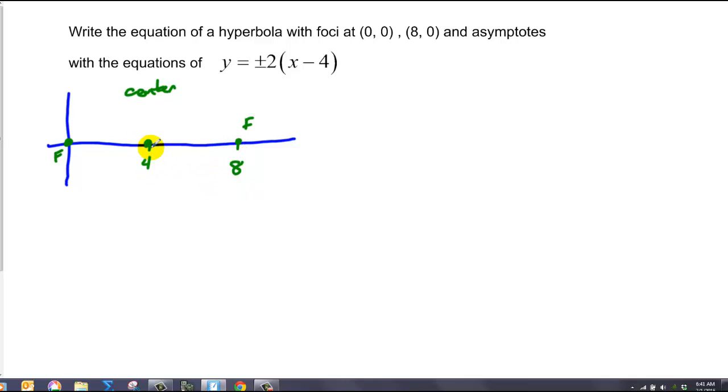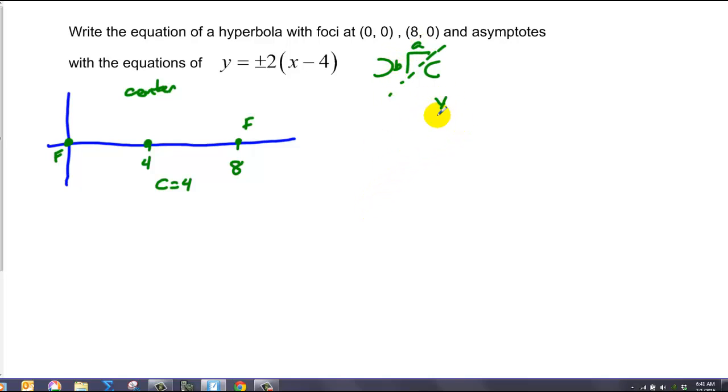And I now know, because I have a distance of 4 from 4 to 8, that my c value is equal to 4. The problem is, in this case, I don't have an a or a b term given to me. I do have a little hint here that I have my asymptotes with a slope of 2 over 1. Now, since I know that my hyperbola is opening sideways, and I must rise and run to get to my asymptotes, the run in this case will be a, and the rise in this case will be b.